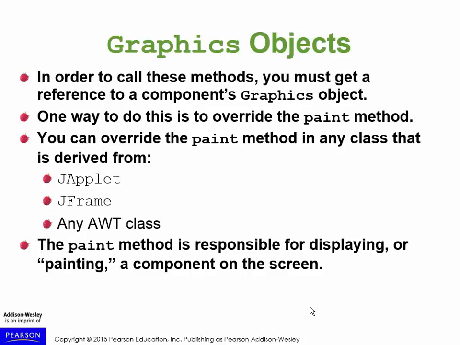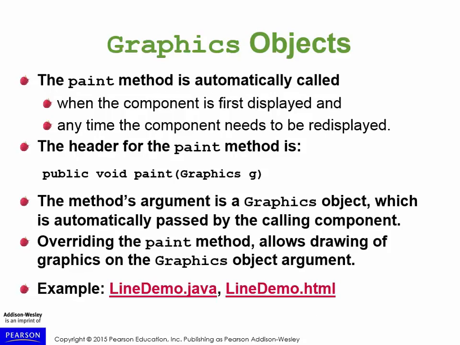But you can't call paint, but you can call repaint. And repaint kind of, for lack of better words, gives Java a kick in the pants, and it says, hey, call paint when you get a chance. Again, paint is automatically called when the component is first displayed or any time the component needs to be redisplayed or updated. There's the header. Notice it must require a graphics object that gets passed in. You don't have to call it g, but g for graphics, that's what people call it.